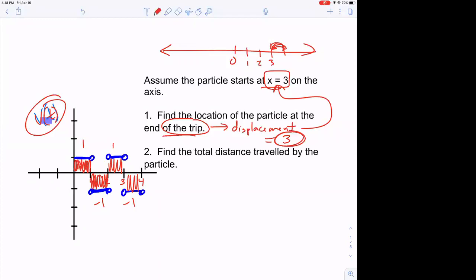And the reason is because the displacement is actually 0 on that one. Find the total distance though. What's the total distance that it traveled if it went back and forth twice? Well, the total distance is 4. So that's that.